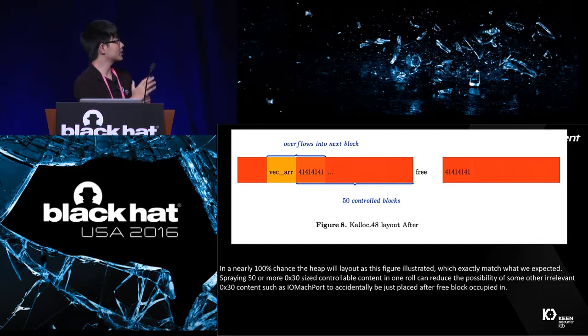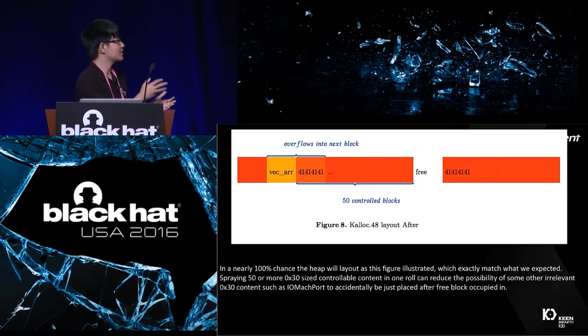So we need to ensure that what follows after this 48 block, what is filled after this IG vector, is content we can control. So we spray like 50 controlled blocks, hoping that IO mark port will not fall right after this vector array and break our exploitation. And if you spray more blocks, there's less chance that IO mark port will appear right at the head of these controlled blocks. We use this approach to get about 100% stability of this KLOC 48 function.